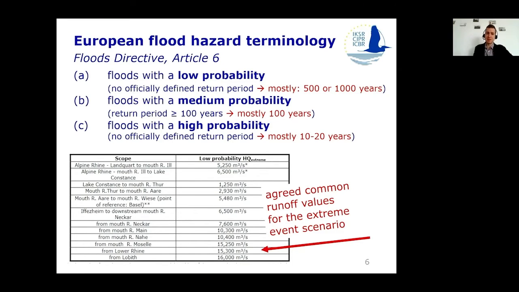So what actually happened in our commission is that the nations agreed on common runoff values for all of those 3 scenarios. For example, as you see in the table here, in the last line in Lobith, which is a village on the Dutch-German border, so between this village of Lobith and the North Sea, the agreed runoff value for an extreme event scenario in the River Rhine is 16,000 cubic meters per second, just to give an example. And that's what they did for all river sections and for all events, so that actually all flood maps and so on have the same standards.